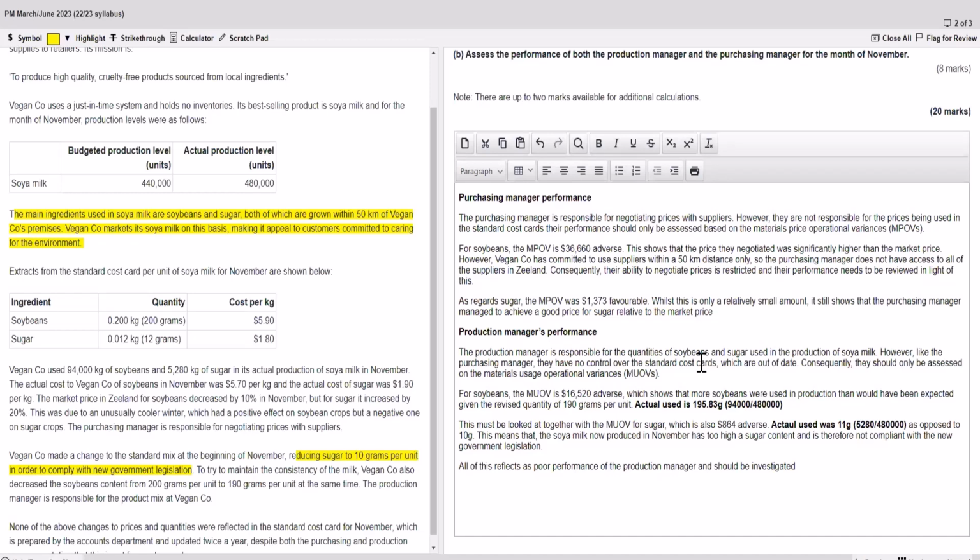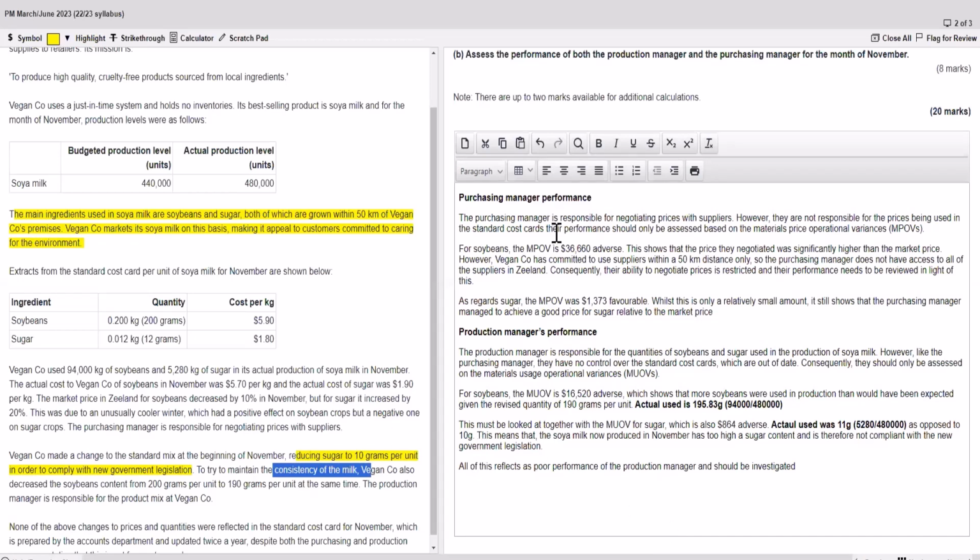The planning variance was there for usage because of the government legislation to have 10 grams on sugar, and on soybeans they actually altered it at the same time. Here, it says 20 grams per unit to 190 because they wanted to maintain the consistency of the milk. So you could have said that and also got marks for that. That would equally be helpful because you're using the scenario to explain why there's a planning variance.